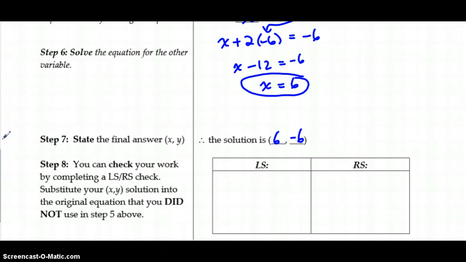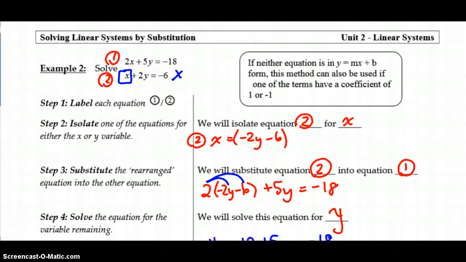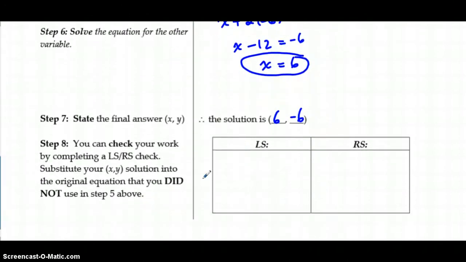For the last step, we can do a left side, right side check to make sure we've done this correctly by choosing the other equation, so not the one I used up here in this step. So that equation, sliding up here, this one's already been used. 2x plus 5y equals negative 18. 2x plus 5y. On the right hand side, I have negative 18. Substitute in our numbers. X is 6. Y is negative 6.